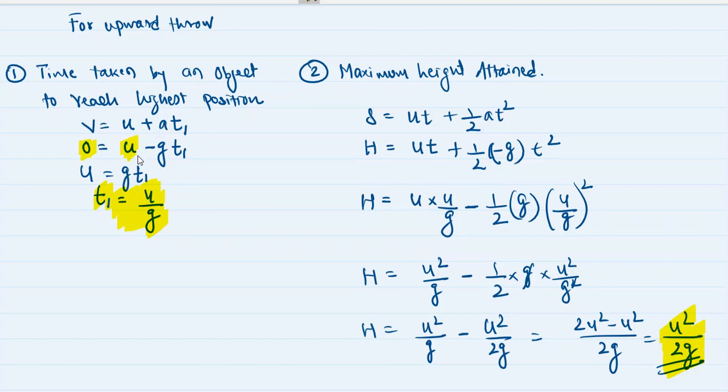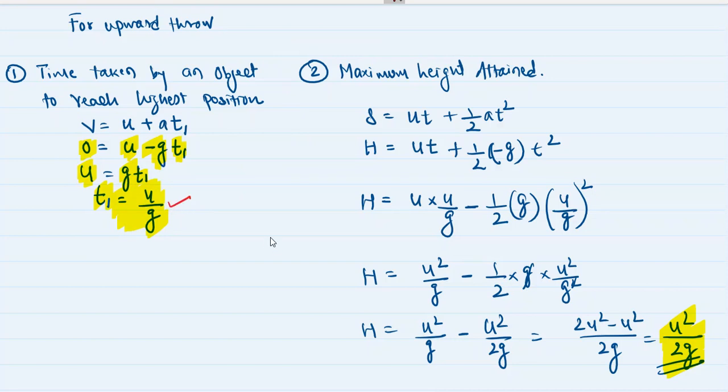The body is continuously retarding. So a will be equal to minus g and time is t1. So basically u will become equal to g t1, and t1 will be equal to u by g. That is our first formula. That is the time taken by the object to reach the highest position.